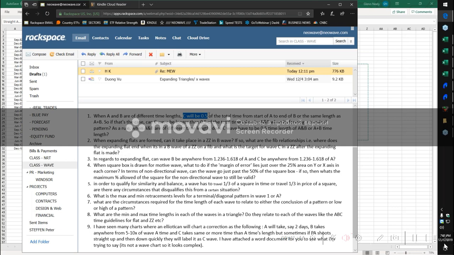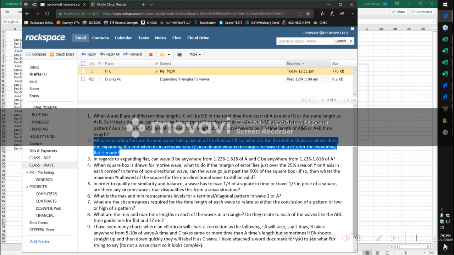By the way, if it doesn't meet, then that means you're probably not in a flat. You're probably in a triangle or something that doesn't require the C wave to be the end of the pattern. It's only when the C wave is in a flat or in a zigzag that it's going to do that. If it's not in a zigzag or a flat, it's not going to necessarily do that. Okay, so next question.